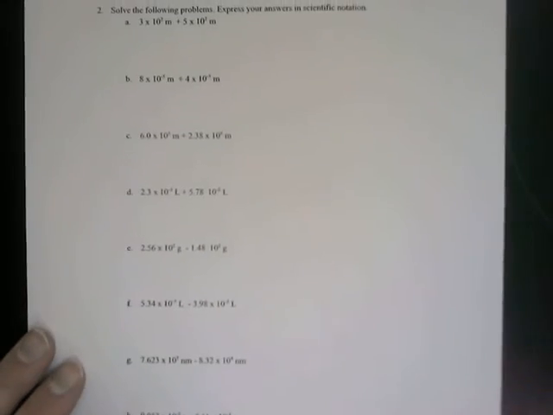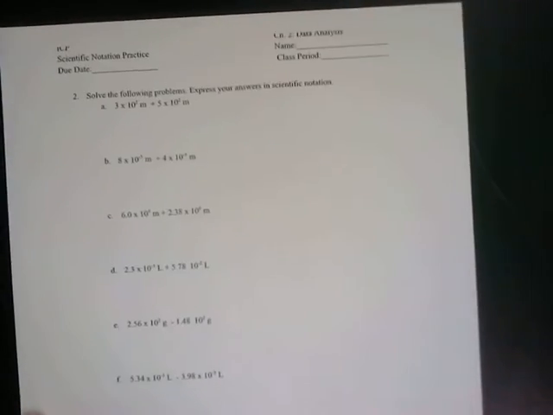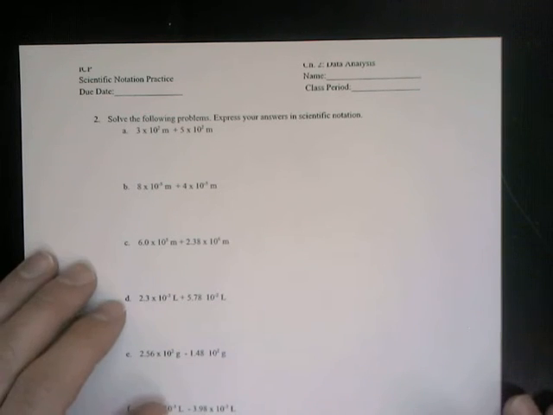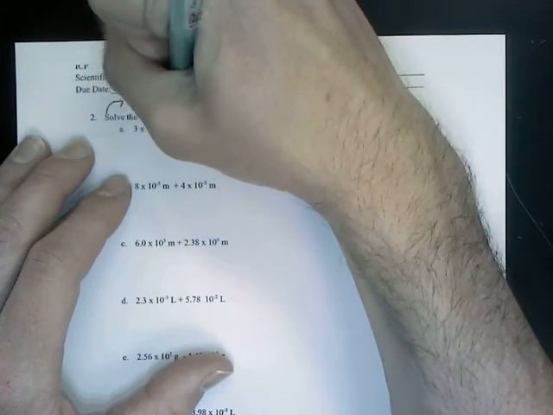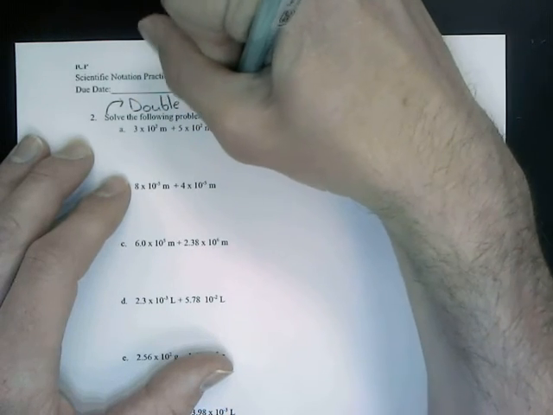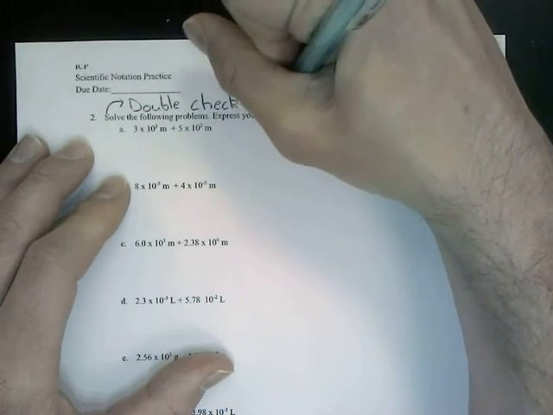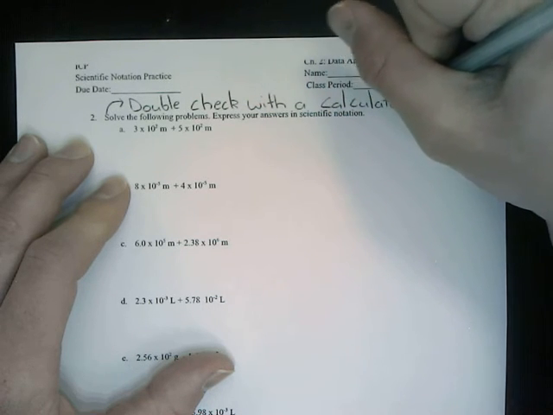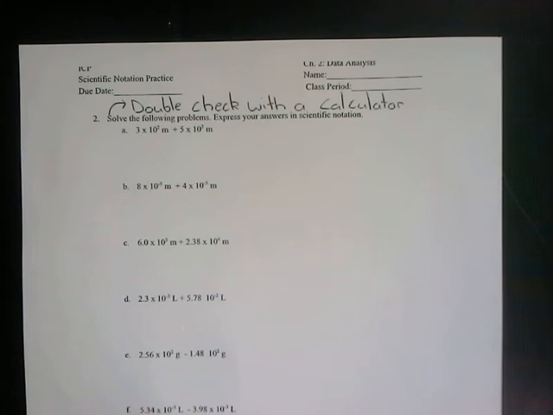All right, so now we are adding and subtracting numbers in scientific notation. Now, again, I'm going to put this same statement out here, that you need to double check these answers with a calculator. And again, your phone's not going to do it justice. You need a scientific calculator there. That will really help in this process.